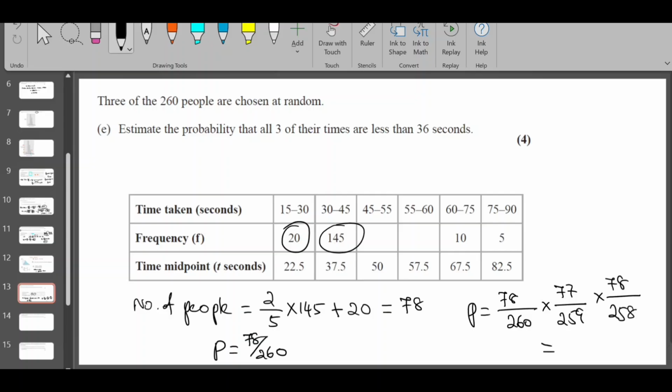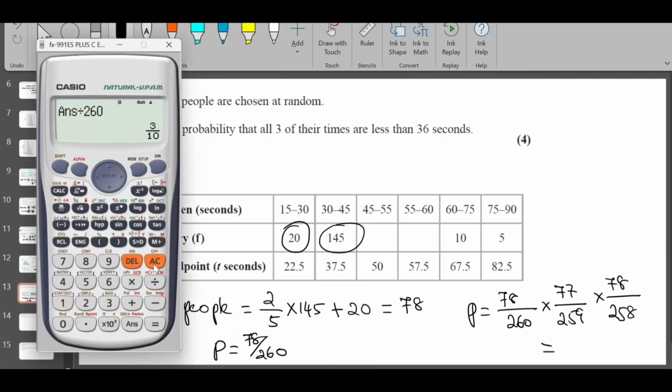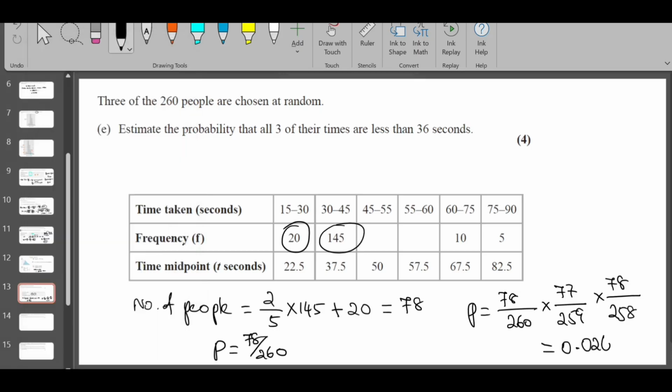Just calculate this probability. So 78 times 77 times 76 over 260 times 259 times 258. Okay, 0.0263 is the answer. So 4 more questions.